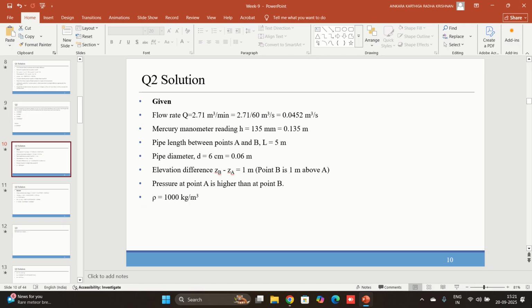0.0452, and mercury manometer reading is 0.135 meter. Pipe length between A and B is 5 meters and pipe diameter is 0.06 meters. The elevation difference, again, these given conditions are similar to the problem that we saw last. So it is 1 meter, point B is 1 meter above A. So pressure at point A is higher than the pressure at point B.